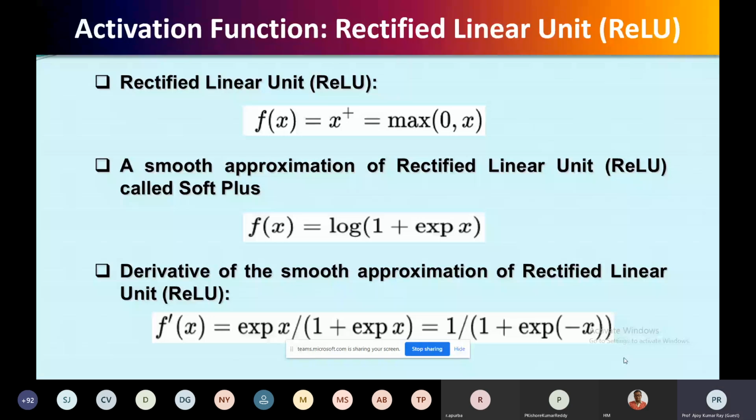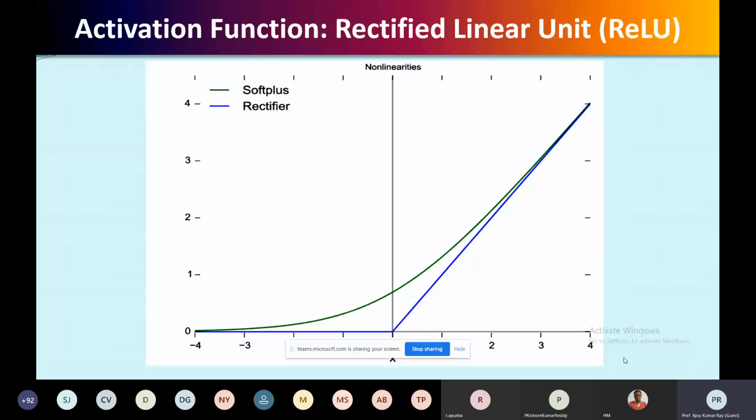And the third one is a still smoother approximation of the rectified linear unit. That is the derivative of this. If you take the derivative of this, you get 1 over 1 plus e to the power minus x. Again, that is the same kind of sigmoid function. As you can see, softplus and this rectifier, these two have this kind of activation function. So you can use softplus, which is gradually changing.